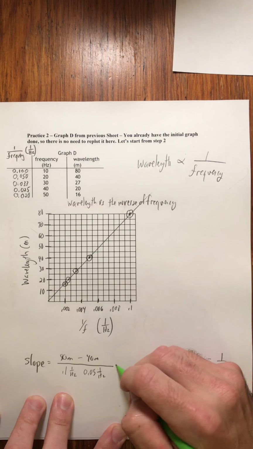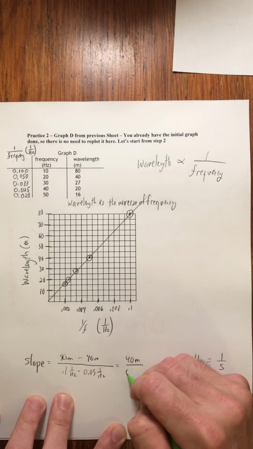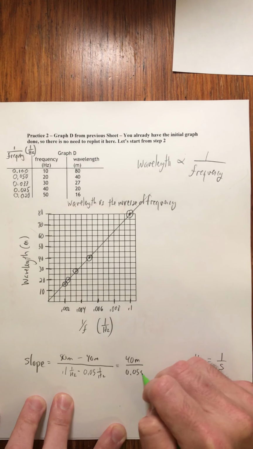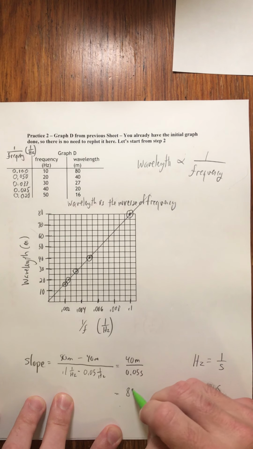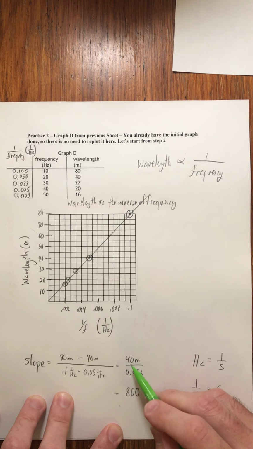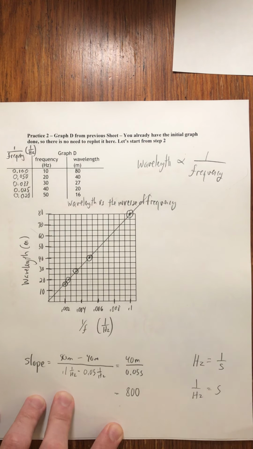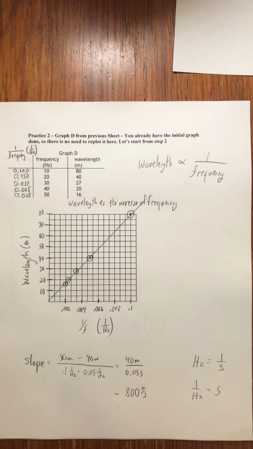That makes this next step pretty easy because I'm going to get 40 meters over 0.05 seconds. And there you go. Apparently that's 800. Yep, 800. Because this is 1/20th, 40 over 1/20th is 800 meters per second. Awesome. Meters per second, that's speed. Apparently this slope has something to do with speed. We'll find out later that that's exactly right.